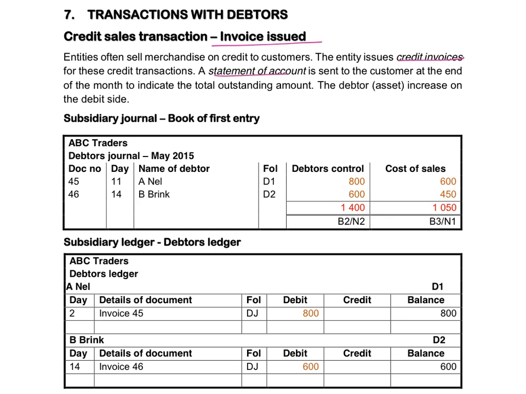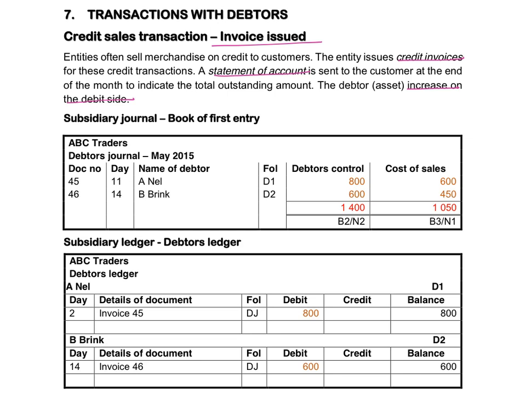A statement of account will be sent to the customer at the end of the month to indicate the total amount that's outstanding and to remind them that they have to pay for their debt. The debtor is an asset and will increase on the debit side when goods are sold to them.